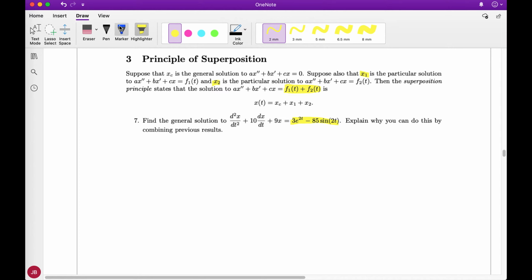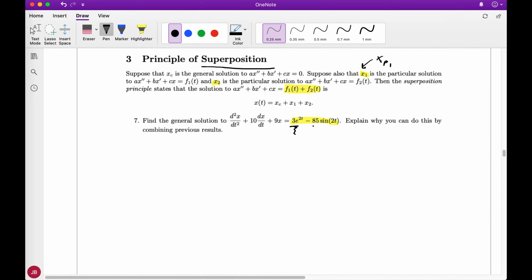Then, I should say that the reason is because this is really technically xp1, right? But that's kind of cumbersome to write, so it's easier to just write x1. Anyway, the point is that what you can do, and this is what superposition is, you can just take the complementary solution and add each of those individual particular solutions. And that'll be the solution of when you have both of them added together on the right-hand side.